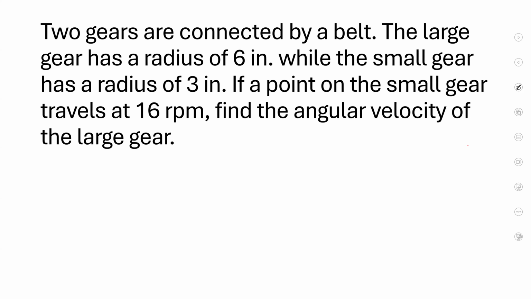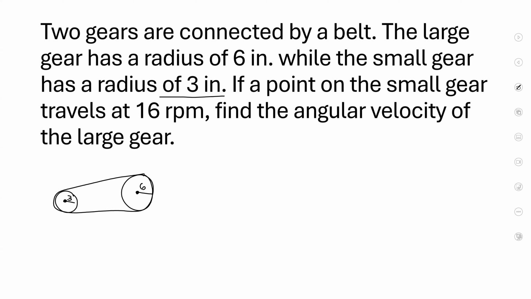Two gears are connected by a belt. Let me draw you a picture so you can visualize what's happening. Here's a gear and here's a larger gear, and it's connected by a belt. Think of a bicycle chain. It just rotates around these two gears. The small one has a radius of 3 inches, and the larger gear has a radius of 6 inches.